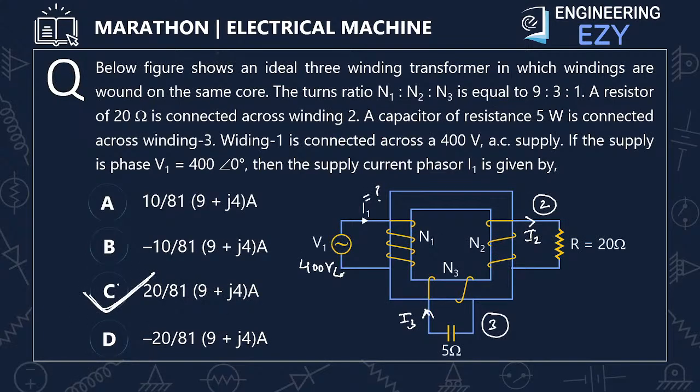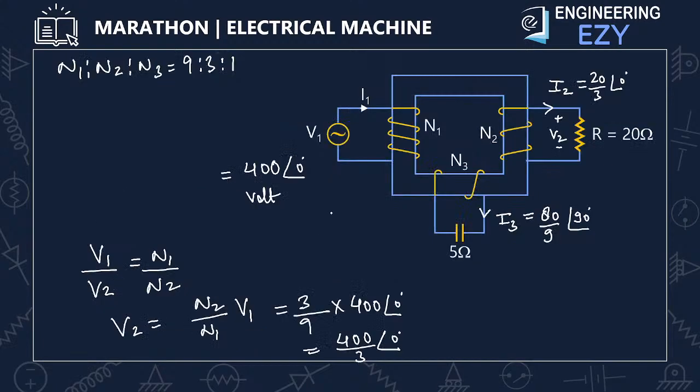I hope everyone is getting it. If anyone has a doubt, kindly ask. It is a very easy question. First, calculate V2 and V3 in terms of V1, because the turn ratio is given. Then calculate I2 and I3 and then refer to the primary side. I think this question is very simple, only the calculation is a little bit lengthy. Otherwise, concept wise, it is easy. V1 is given; using the turn ratio, you can calculate V2 and V3.